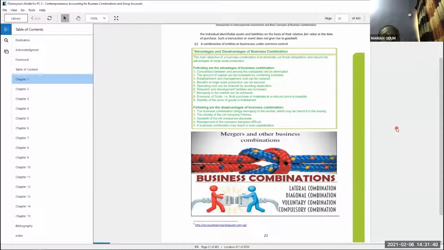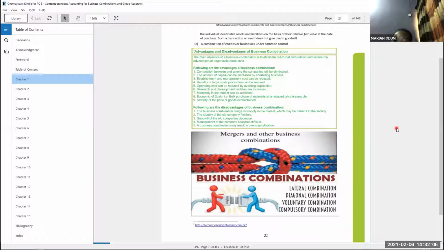4. Benefits of large-scale production can be secured. 5. Operating costs can be reduced by avoiding duplication. 6. Research and development facilities are increased. 7. Monopoly in the market can be achieved. 8. Economies of scale, that is bulk purchase of materials at a reduced price, is possible. 9. Stability of the price of goods is maintained.